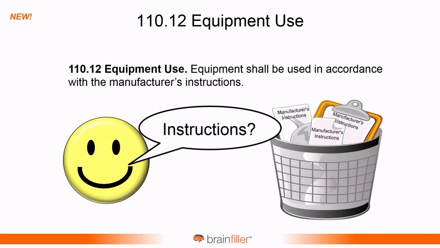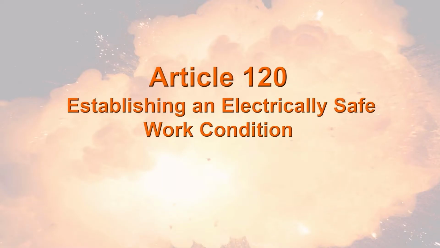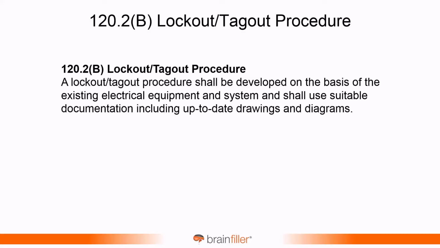The equipment shall be used in accordance with the manufacturer's instructions. And that is very important when it comes to electrical safety. Establishing an electrically safe work condition. This is the procedure. And so this involves lockout, tagout, and all the steps for the electrically safe work condition.